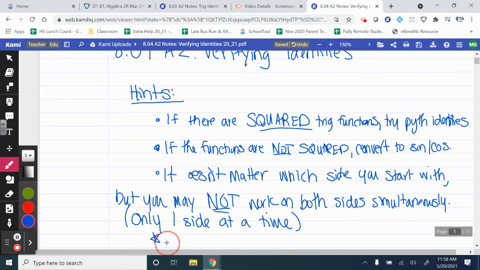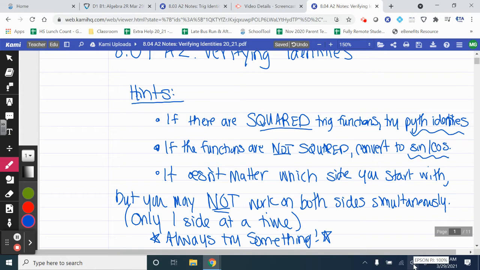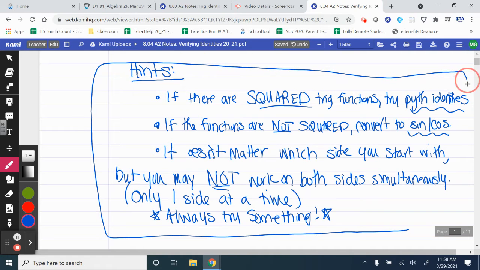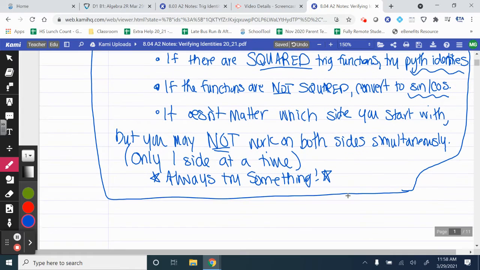And always try something. So don't just look at it and say, I don't know what to do. Try to use your Pythagorean identities. Try to convert to sine and cosine. Those are the two main things that you want to be looking for. And let's box this up. And let's try some.